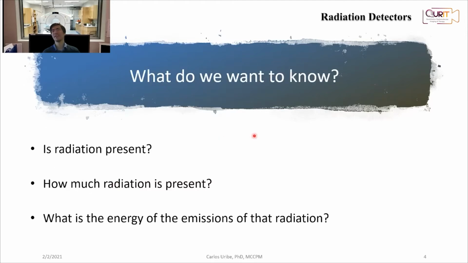So what is it that we want to know when we think of building detectors? We want to be able to detect radiation, of course. Is there radiation present? If there's radiation present, is there a way for us to quantify how much radiation is there? And if we know that there's radiation there, is there any way for me to know the energy of the emissions coming out of there? Is there a way for me to know, for example, if a particle is a beta particle, or if the radiation that I'm seeing is photons or alpha particles?